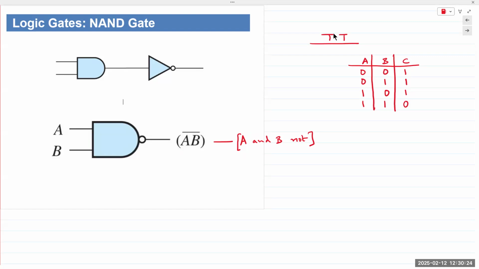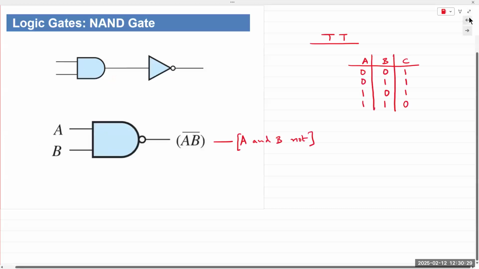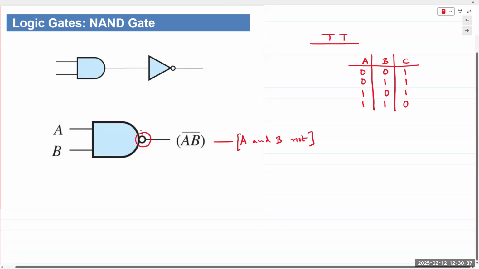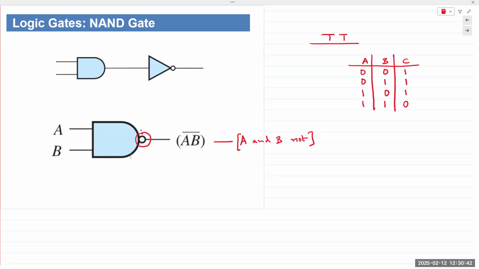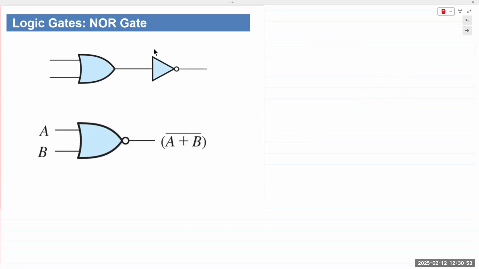Speaking of which, that's the NOR gate. Oh, one more thing. See this bubble? The symbol is simply an AND gate and a bubble at the output. So anytime you see a bubble, that bubble means you're inverting or flipping the output. All right, the NOR gate is the same as the NAND. You have a NOT gate attached to the output of the OR gate. So OR and NOT gives us a NOR gate.